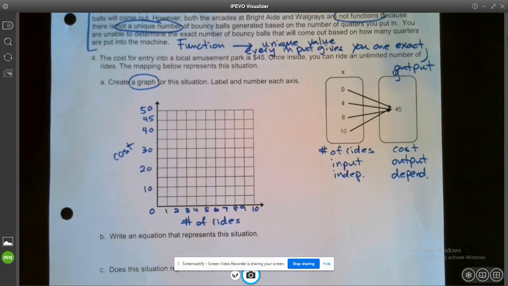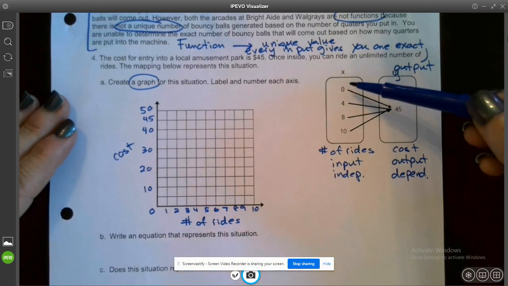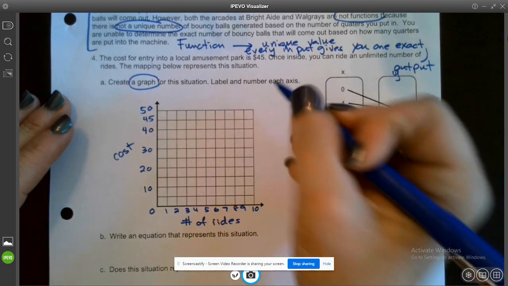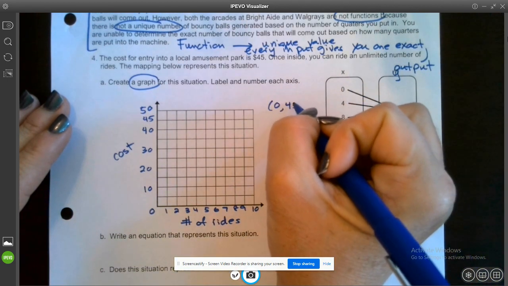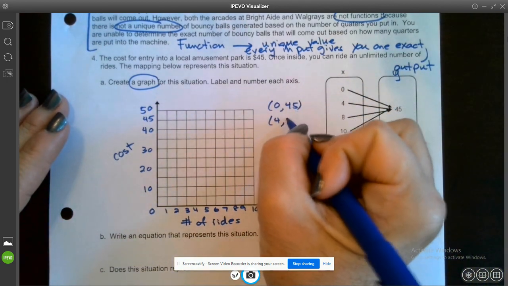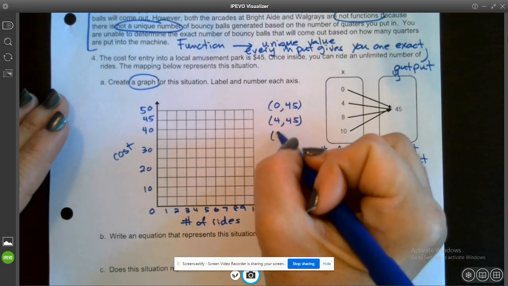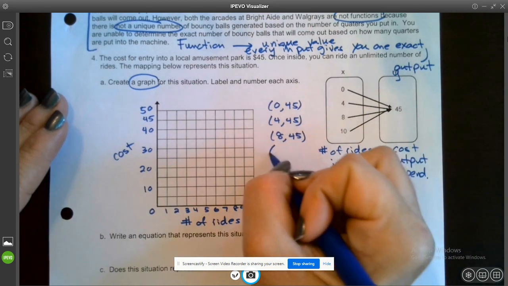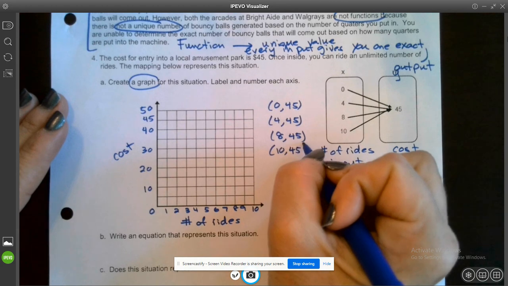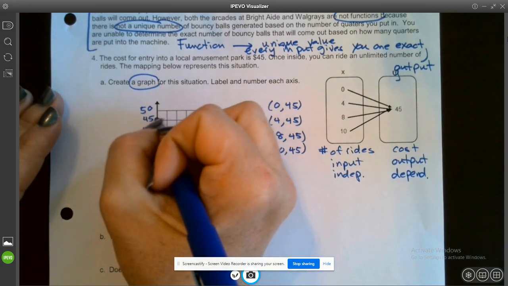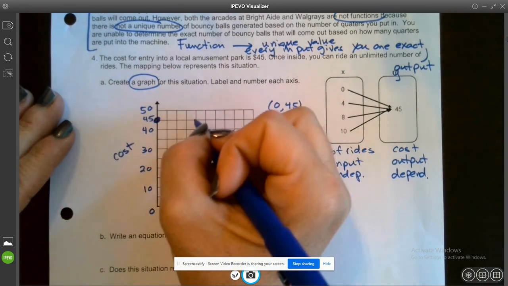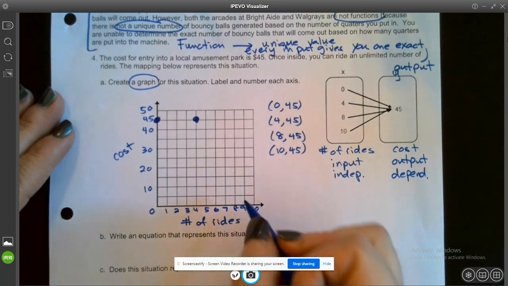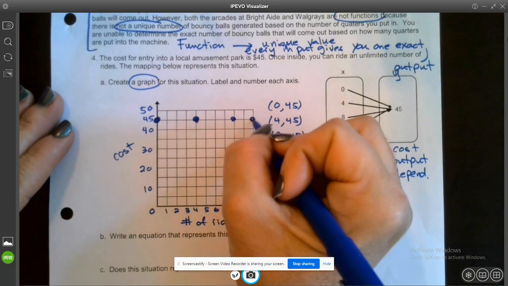Okay, so we're creating a graph. This is actually going to give us 4 points. It gives us the point (0, 45), the point (4, 45), the point (8, 45), and then of course (10, 45). We're going to graph those 4 points. Here we go. So (0, 45) is going to be here. Maybe you're already noticing what type of line this is going to be. (8, 45) and then (10, 45).